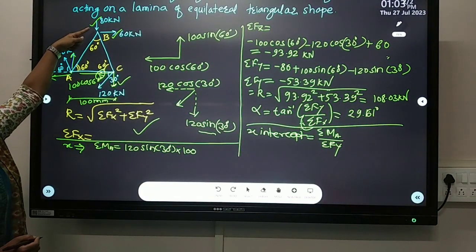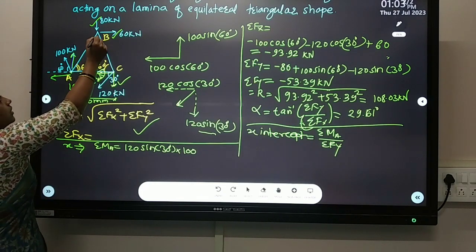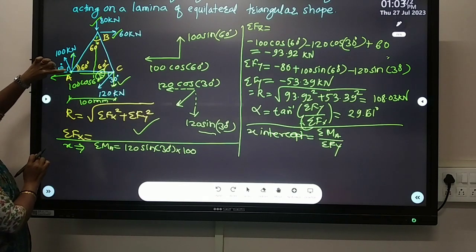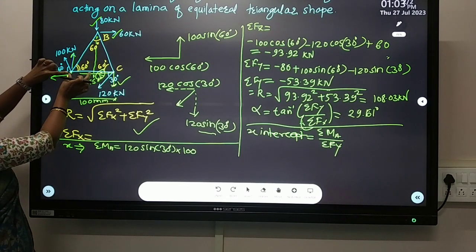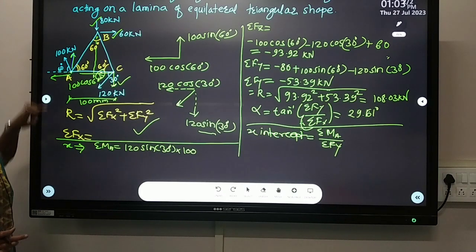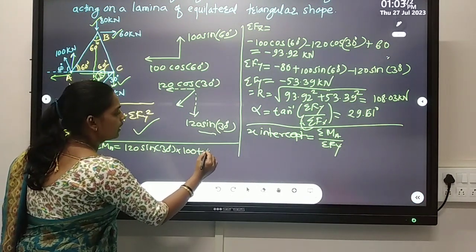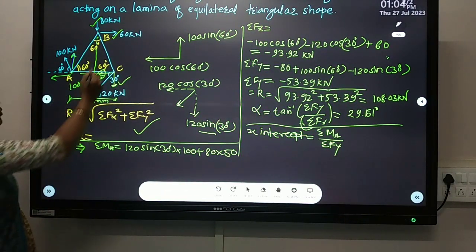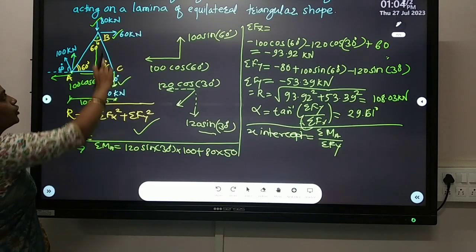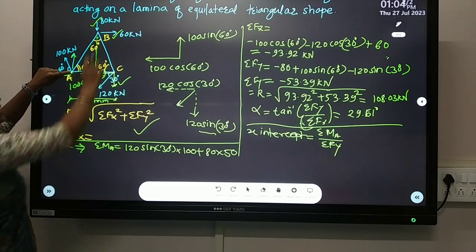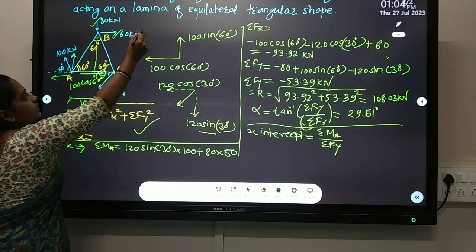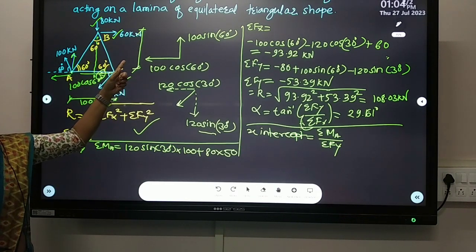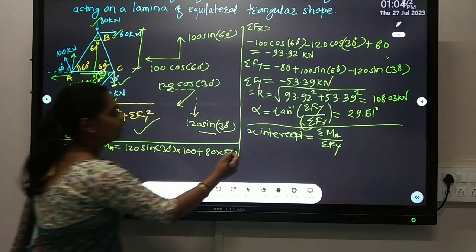Again this 80 kilonewton force, it comes like this. So 80, and the perpendicular distance between point A and the 80 kilonewton force is half of this base. So it becomes 50 mm, plus 80 into 50 mm. Okay. And one more force, 60 kilonewton into the perpendicular distance between point A and 60 is this much. Is it? This much is the perpendicular distance. So we don't know this distance. How to calculate that? Here we can calculate.